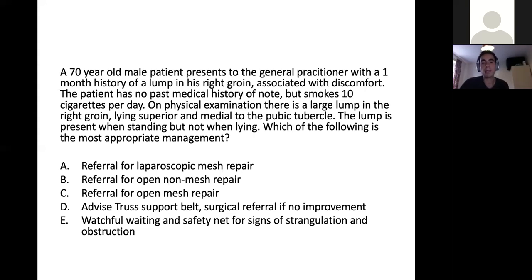Other options, like uterus support, that's thinking about if the patient would not be fit for surgery, but here we have a patient who did present to their GP, so we assume they are keen to have surgery and we have no indication that they're not fit for surgery.